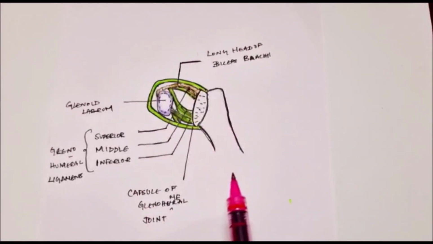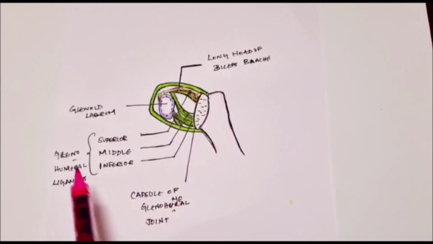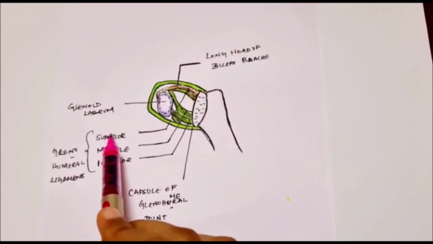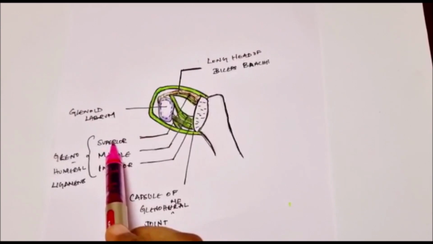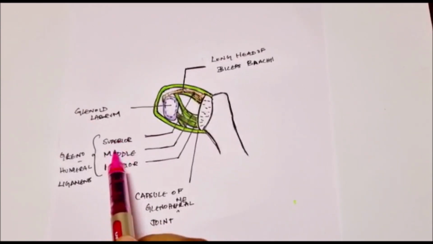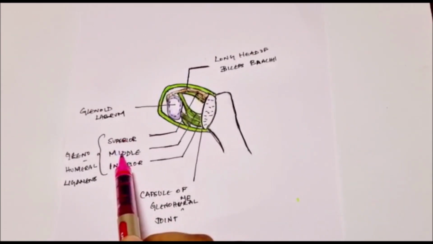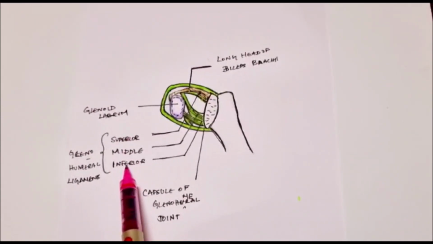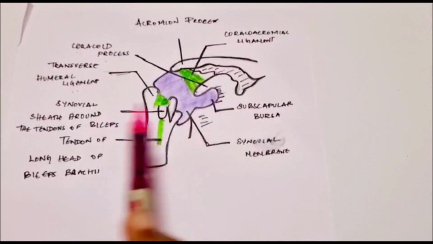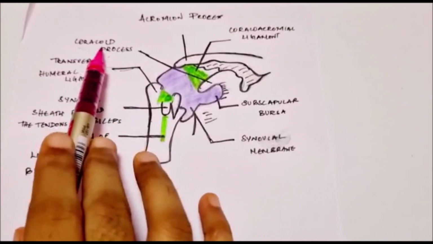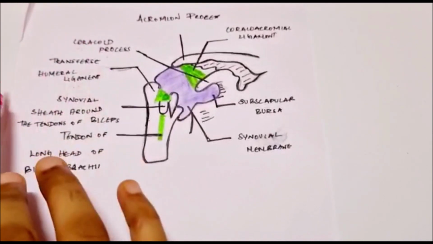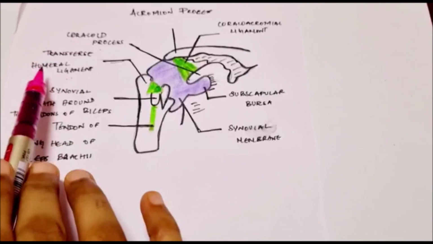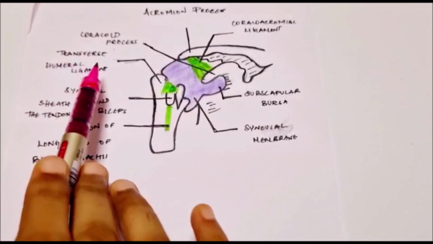This diagram shows the interior of the shoulder joint. So the glenohumeral ligament is divided inferiorly into three parts. The superior band is attached to the upper end of the lesser tubercle. The middle band is attached to the lower end of the lesser tubercle and the inferior band is attached to the lower part of the anatomical neck. In this diagram, you will be able to see the coracoid process, which was already discussed in the previous diagram. The transverse humeral ligament is another ligament which bridges the greater and the lesser tubercle.